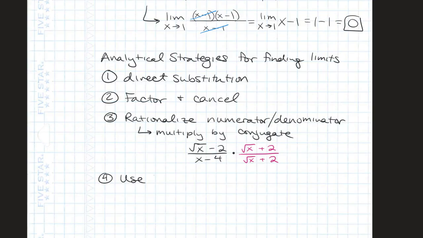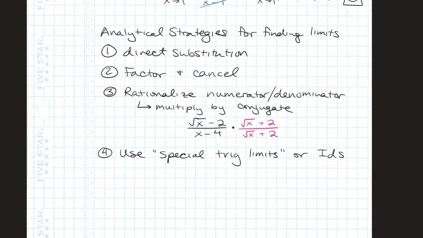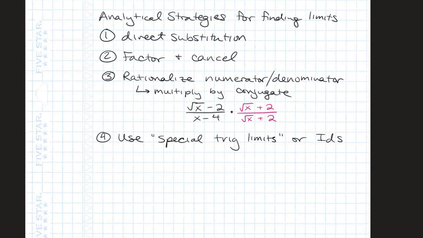And then number 4 is to use special trig limits, or identities. In a previous class to this, I hope that you learned some of your trig identities, right? Cosine, sine, your Pythagorean identities, those things like that. That could come in handy here, or different various ways to represent them. But when I'm talking specifically about special trig limits, there are 2 that you kind of need to memorize.